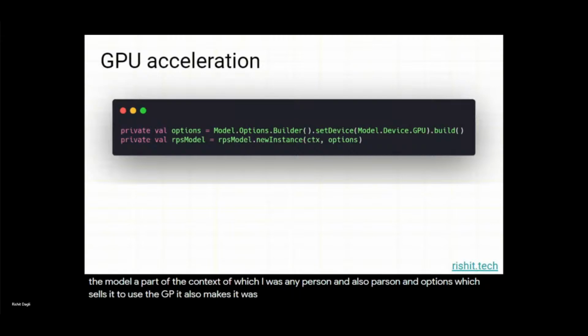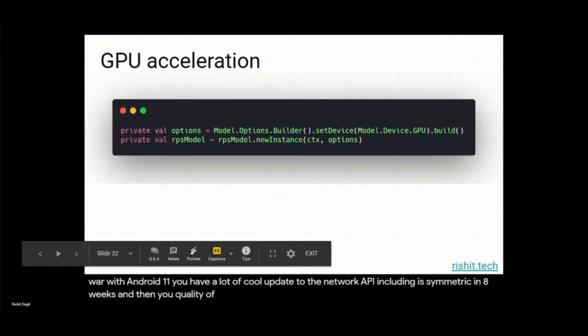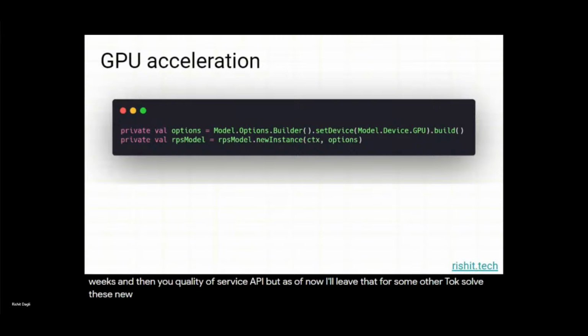It also makes it very easy for us to use the NN API for acceleration to do even more. And with Android 11, you have a lot of cool updates to the neural network API, including asymmetric int8 weights and a new quality of service API. But as of now, I'll leave that for some other talk. So with these new neural network API updates, you can do even more with on-device ML.